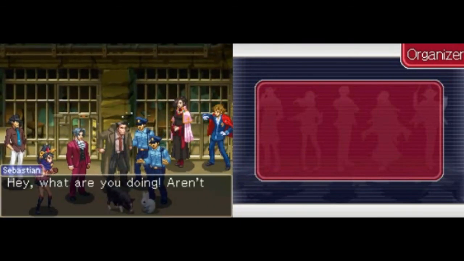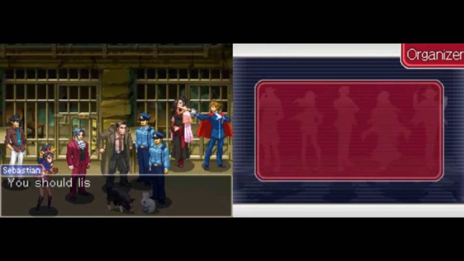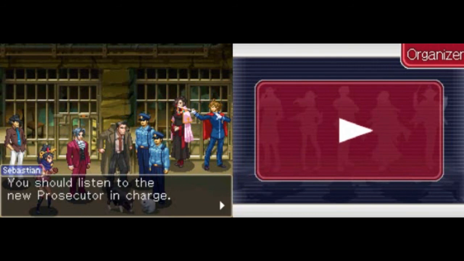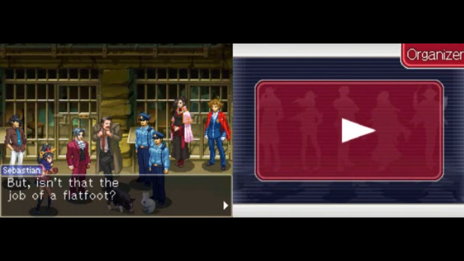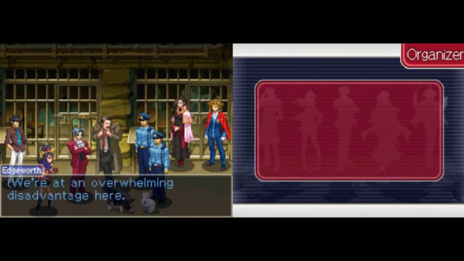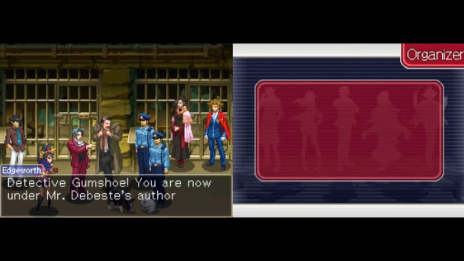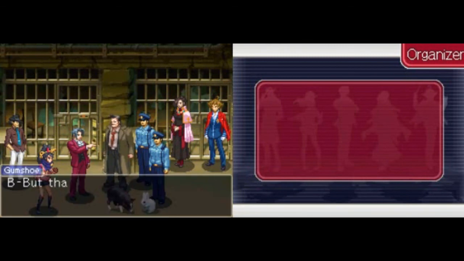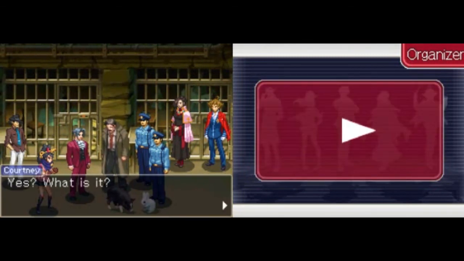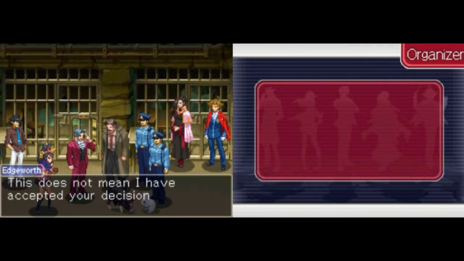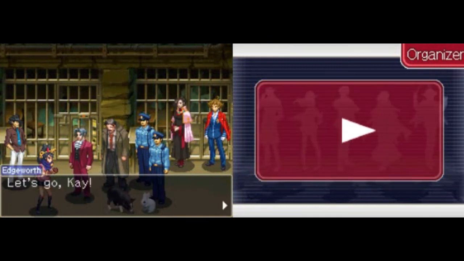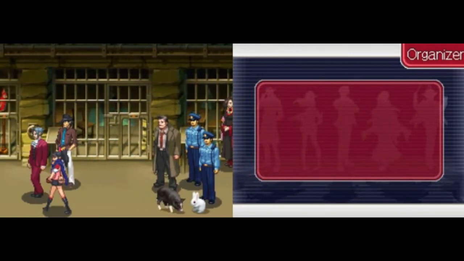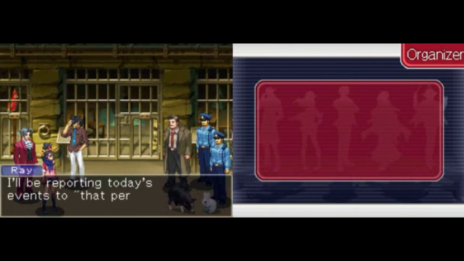Hold it right there. Hey, what are you doing? Aren't you supposed to be on our side? You should listen to the new prosecutor in charge. Eh? I don't want to work for you, pal. But isn't that the job of a flatfoot? We're at an overwhelming disadvantage here. It's useless to resist any longer. Detective Gumshoe, you are now under Mr. DeBesty's authority. But that's... Your Honor. Yes? What is it? Does this mean I have accepted your decision? We will meet again, certainly. I look forward to that day. Let's go, Kay. Yeah. Wait, don't forget. I'll be reporting today's events to that person.